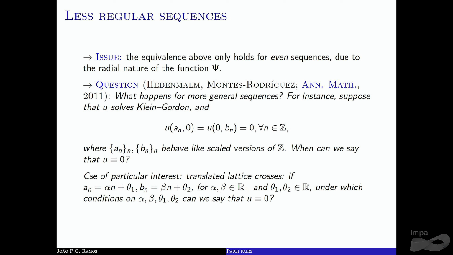A case of particular interest for them was that of translated lattice crosses. If I take the same kind of lattice crosses they were considering, but now translated by parameters theta 1 and theta 2, I already lose the effect of my sequence being even, and they don't know what to do in that case either. They don't know the exact conditions for a solution to be 0, and a new theory seemed to be needed.